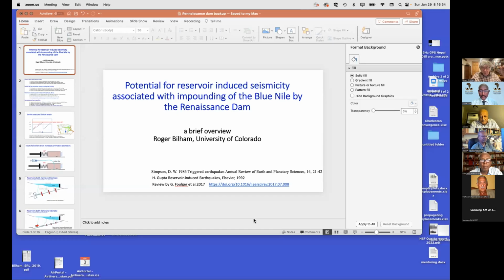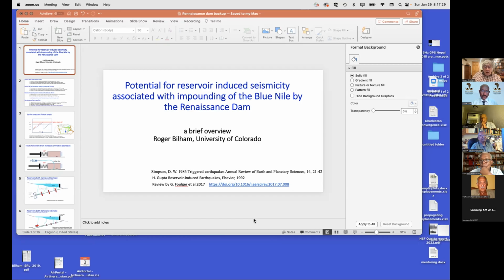So I'm a geophysicist, as I say, and I've been working on various aspects of tectonics, earthquakes, volcanoes, plate tectonics, and so on for much too long now, 4 or 5 decades. So I'm going to talk about what I consider to be the underlying physical principles behind the problem of induced seismicity or potential induced seismicity.